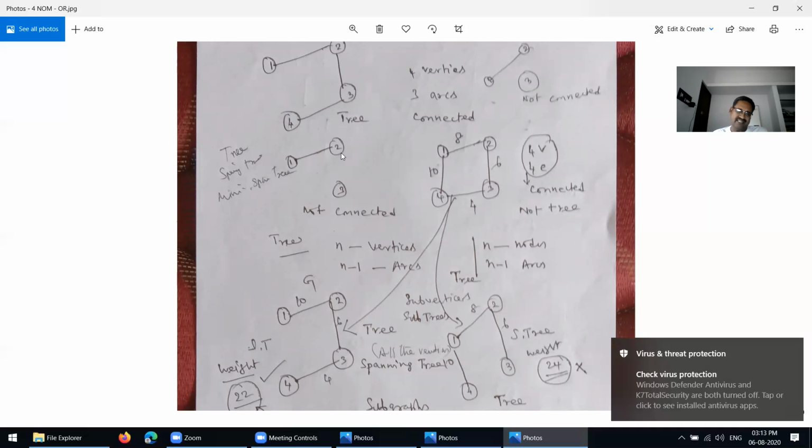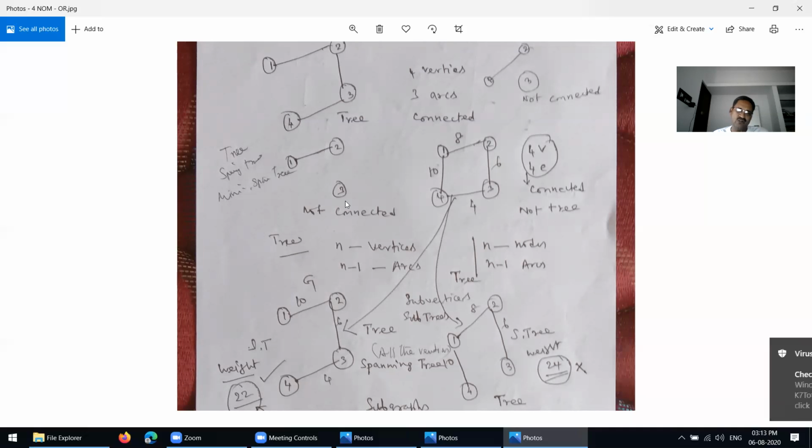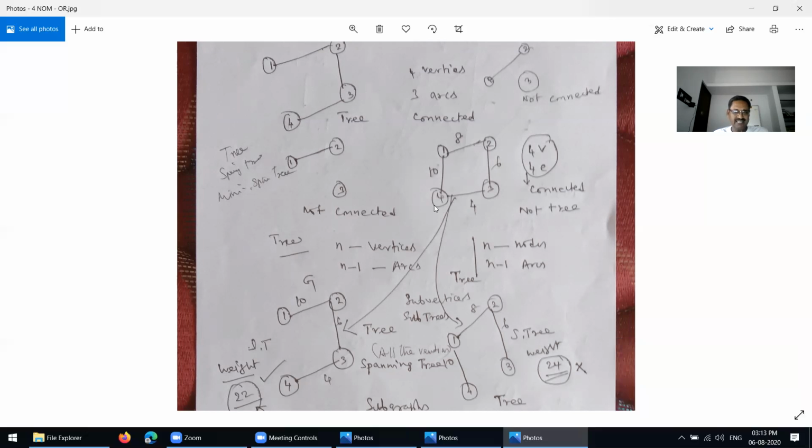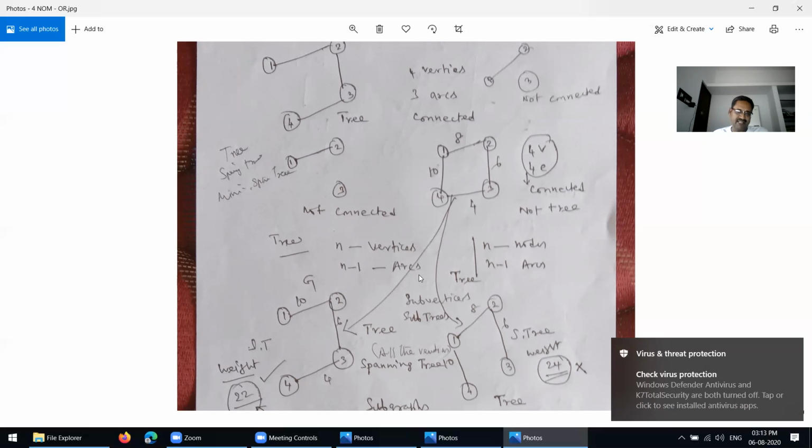1, 2 is connected, but 3 is not connected. So therefore this one is not connected. 3 vertices, but the first 2 are connected, the third one is not connected. So it is not connected. All the 4 are connected, it is a connected graph, but not a tree, because it has 4 vertices and 4 edges. So the rule is n vertices and n minus 1 edges makes a tree.